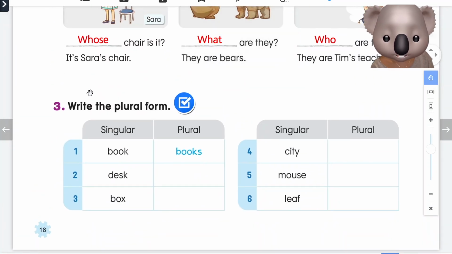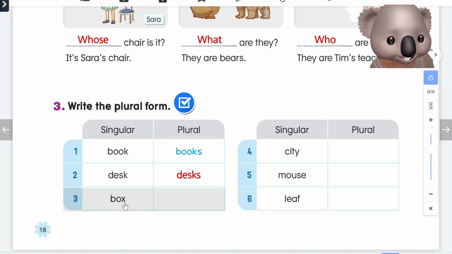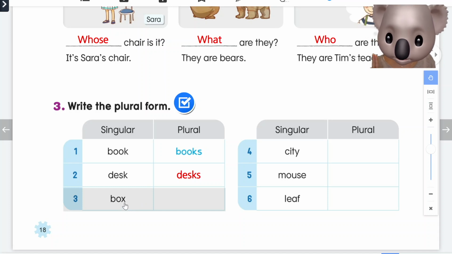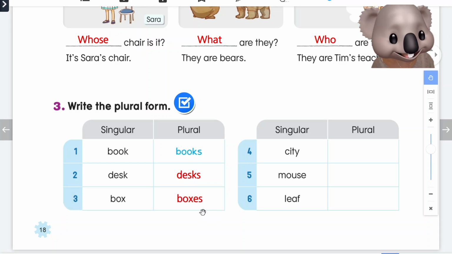In part 3, we need to write the plural form. Remember, singular means one, plural means many. Number 1, book. All we need to do is add an S, books. Number 2, desk. 똑같이 K로 끝나니까 desks. Number 3, box. X로 끝나니까 we need to add ES, boxes. Number 4, city.